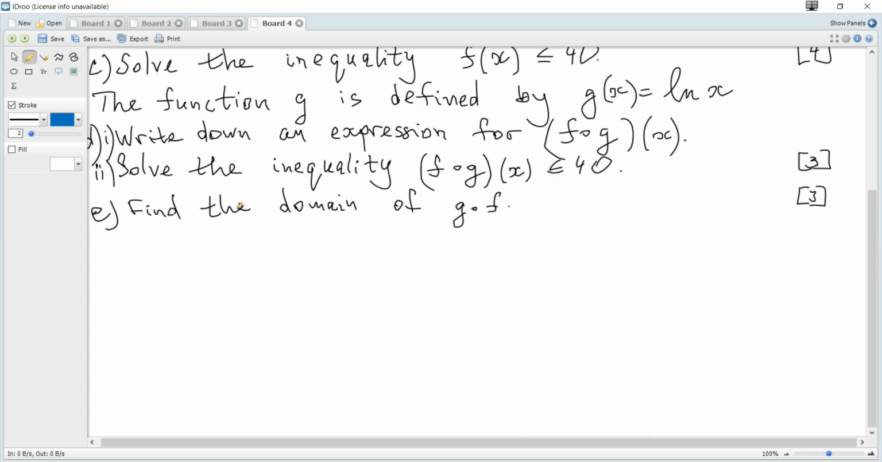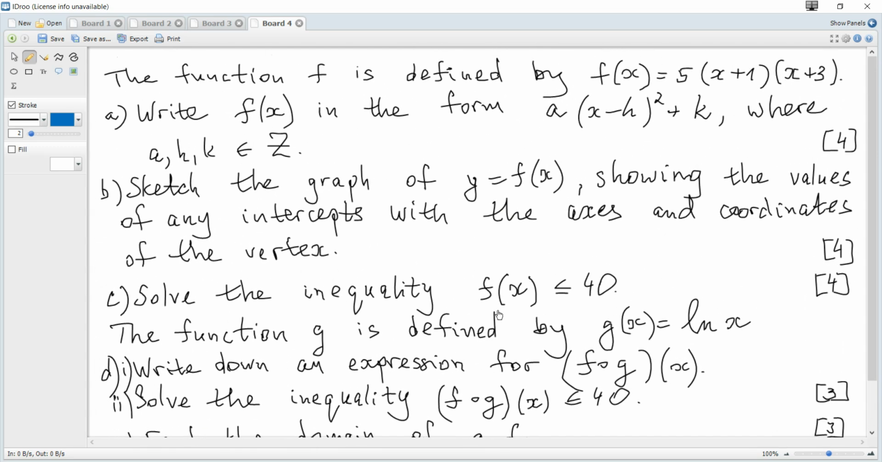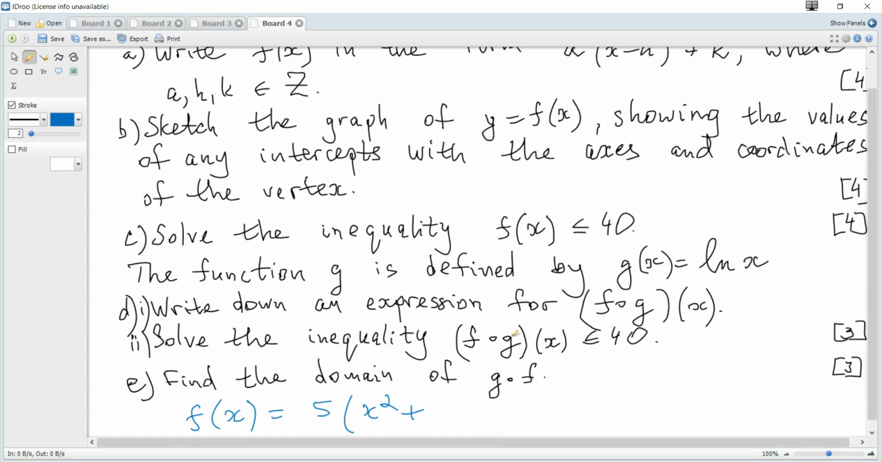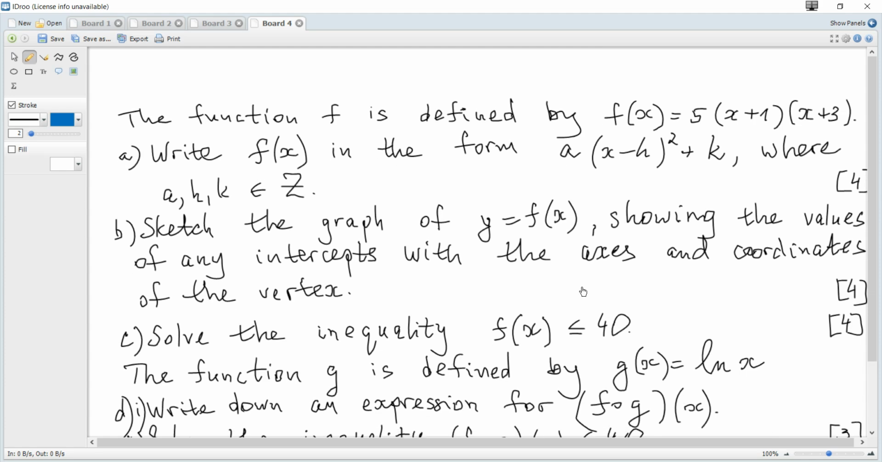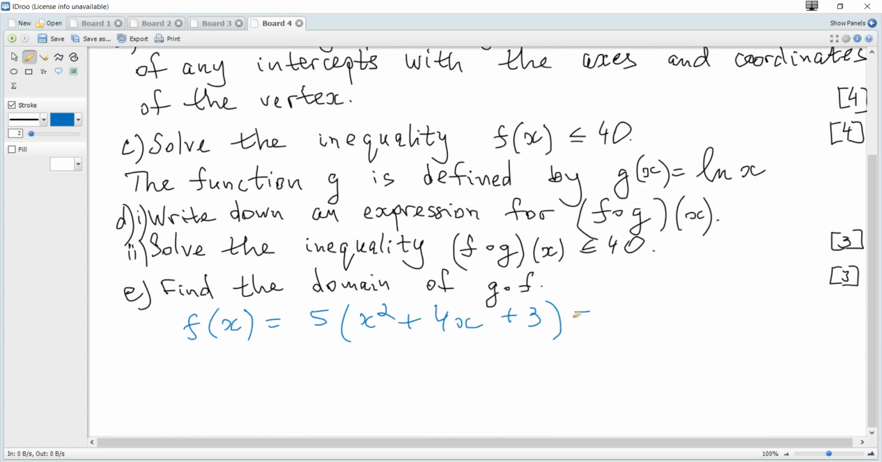How it works, let's consider f of x is 5, and let's expand this so it becomes x squared plus 1x plus 3x, so plus 4x and plus 3. Then how to provide completing the square? If there is 1 in front of x squared, you just divide the coefficient in front of x by 2, so it becomes x plus 2 squared, and always minus this value squared, minus 4 plus 3, so minus 1. And then just expand 5 times x plus 2 squared minus 5.